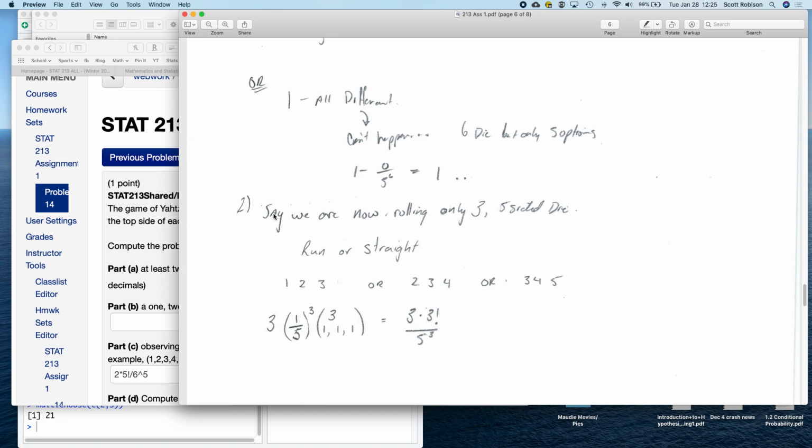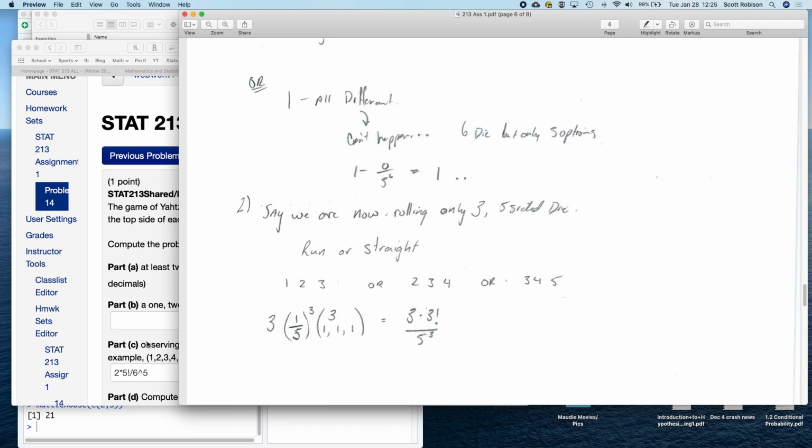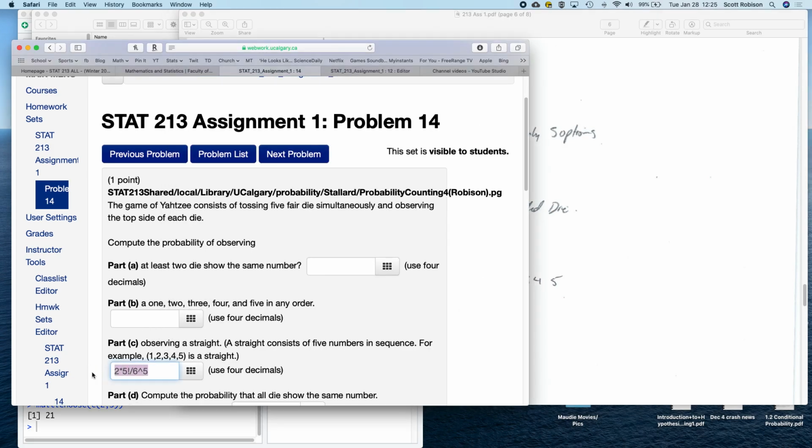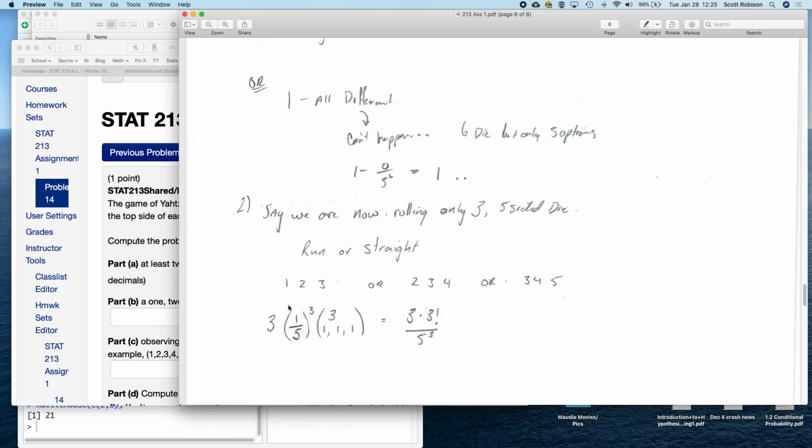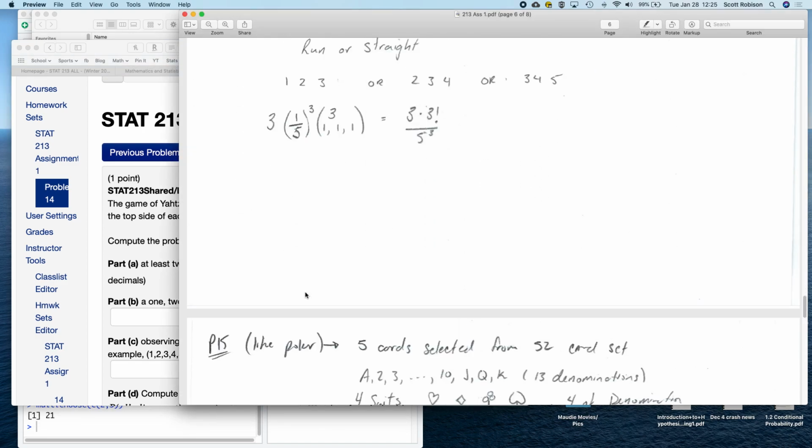So in this case, if I was rolling 3 dice that all had 5 options, the options being 1 through 5, then the chance of getting a straight would be 3 times 3 factorial over 5 to the power 3. Here I've got the answer right there. Let me just delete that for a second. If you're observing a straight when you've got 5 six-sided dice, then you're going to have to use the same techniques here, but think it through for the new pattern. Okay, and good luck.